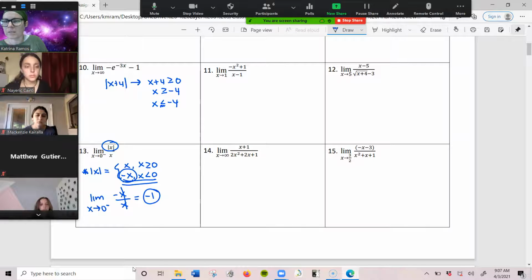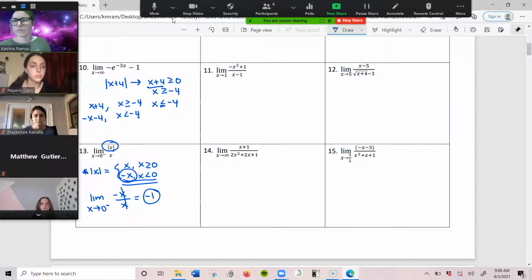So sorry, it would be x plus 4 for when x is greater than or equal to -4. And then it would be negative x minus 4 for when x is less than -4. You see how I applied the negative and then switched the sign here. Okay.